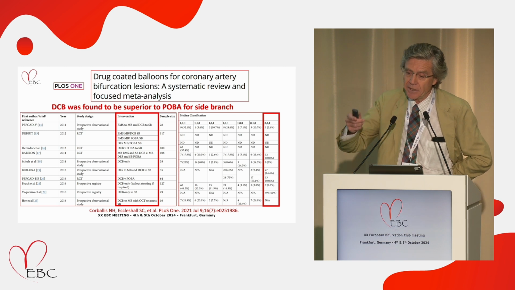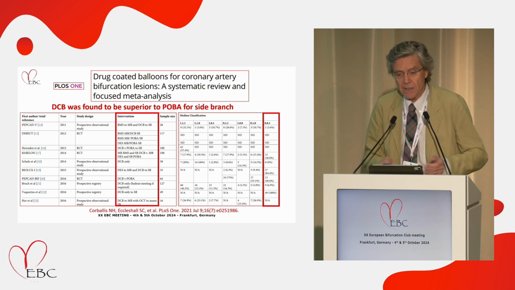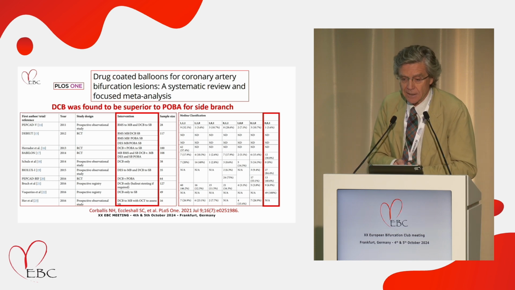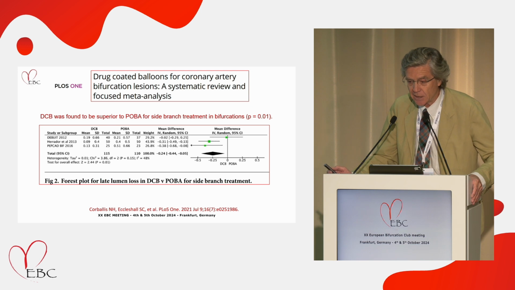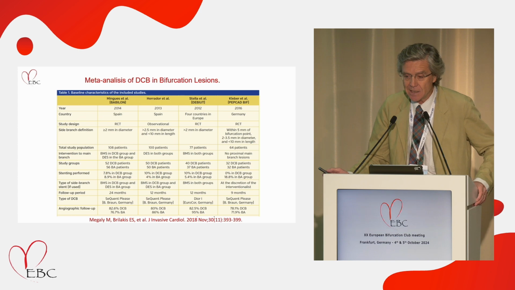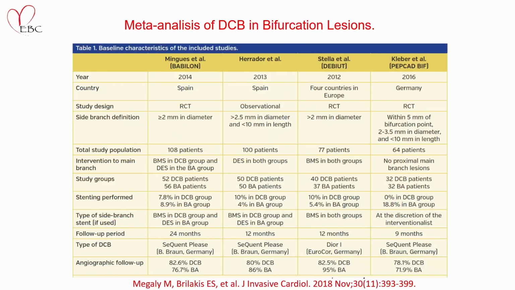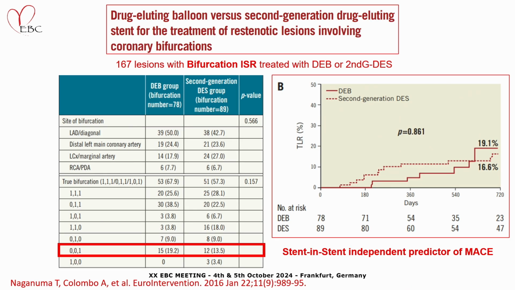And you may see here that there is a very heterogeneous kind of treatment, but eventually the meta-analysis could demonstrate that DCBs were superior to POBA for the treatment of side branches. And this is the data coming from this meta-analysis. There is another meta-analysis, again randomized clinical trials but also observational data, and basically the same results. At angiographic follow-up, DCBs in the side branch are superior to POBA in the side branch. But we may know that.